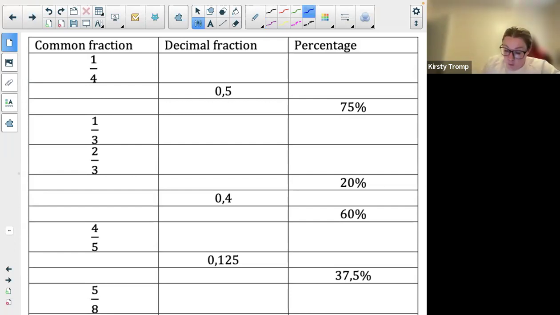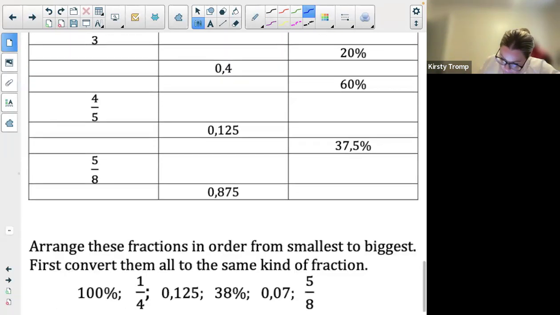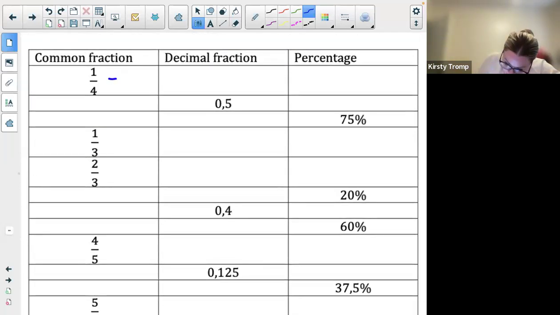So if I'm looking at 1 over 4, how do I get 1 over 4 to be something over 100? I'm going to say to myself, I want this 1 over 4 to be equal to something over 100. Well, 100 divided by 4 gives me 25. So 1 times 25. Because it's over 100, I can immediately go and say that this is 25%. Nice and easy. Sorted.